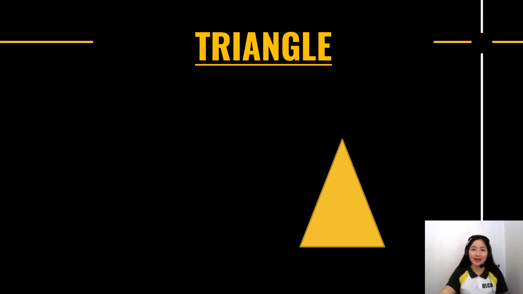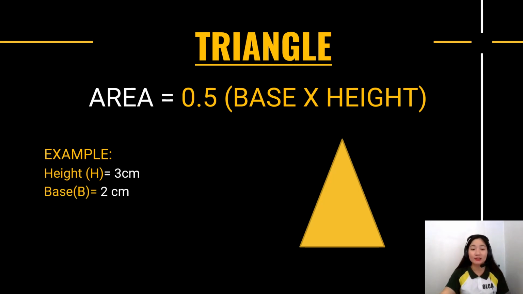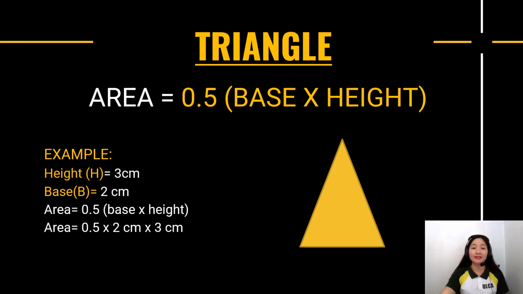The area of a triangle is calculated by the formula: area of the triangle equals 0.5 times base times height, or 1/2 times base times height. For example, the height of this triangle is 3 centimeters and its base is 2 centimeters. So we apply the formula for the area of a triangle: 1/2 times base times height. Area equals 0.5 times 2 centimeters times 3 centimeters. So area equals 3 centimeters squared. The area of this triangle is expressed in square centimeters. Areas can also be expressed in square decimeters, square meters.